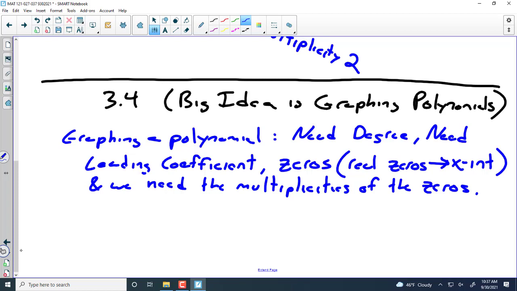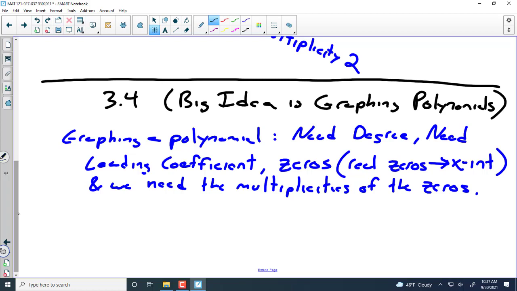So in order to graph a polynomial, we'll need the degree. Fortunately, the degree is not hard to find once you know how to find it. We'll need the leading coefficient. Fortunately, that's not hard to find once you know it. And we need the zeros. That's pretty much what we've been working on for the past few days of class, is finding zeros. So we have a lot of skill in that area. So this is really just taking one more step.